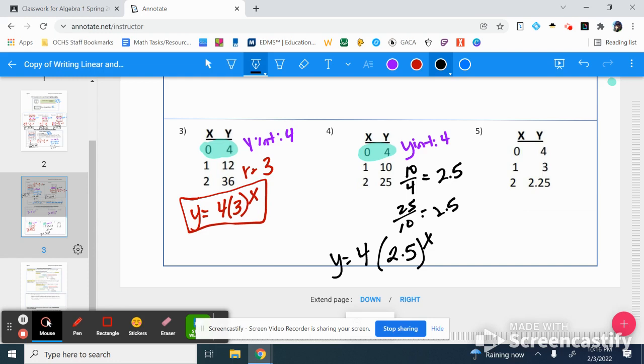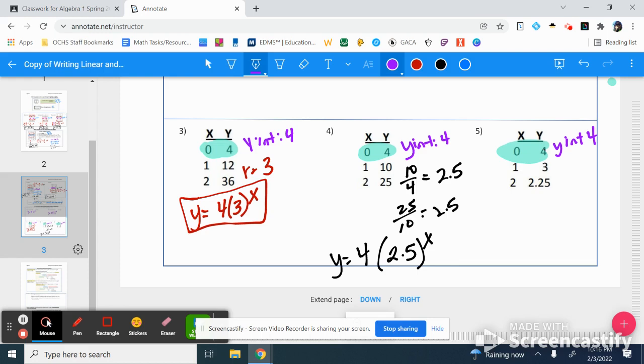As I look at number 5, the first thing I want to ask myself is, is there a y-intercept identified in the chart? Here, again, it is. Still hasn't changed because my x value was 0, my y value is 4. So yet another problem where my y-intercept is 4.